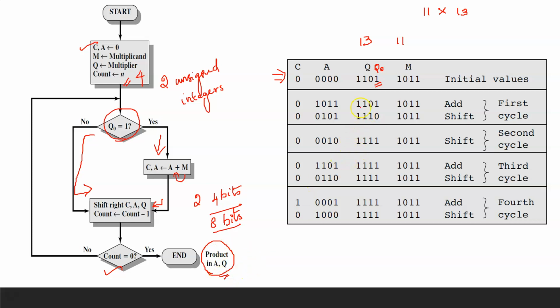So, now we will get into the example here. This is 13, this is 11. So the representation of 13 and the representation of 11 are given here. Now Q0 is 1. So what should I do? I have to add my multiplicand M to A.